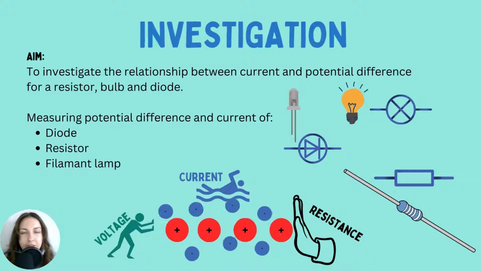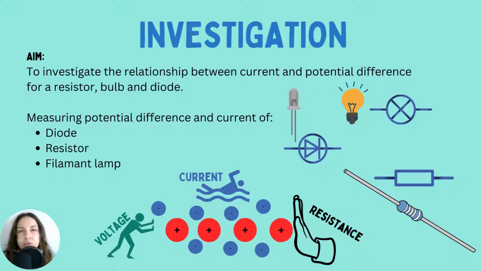You also need to be aware of the different circuit symbols. Like I say, I've done a bunch of videos on this, so I will link them for you. But what you're essentially doing is you're looking at how current and potential difference is related to each other and the relationship they have in different components of a circuit. So let's have a look at the background.